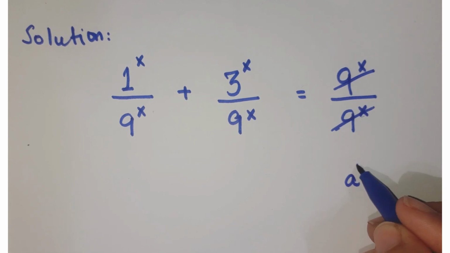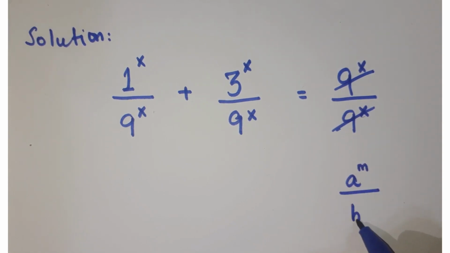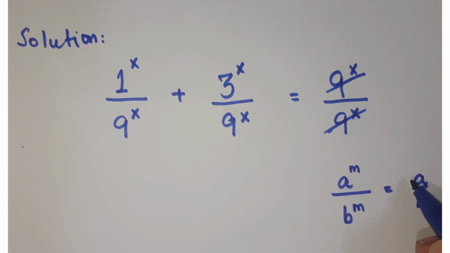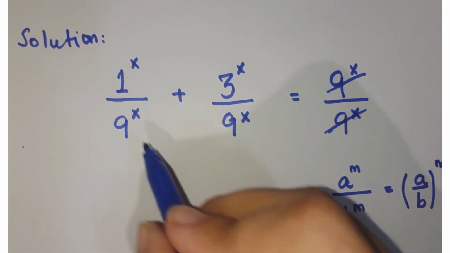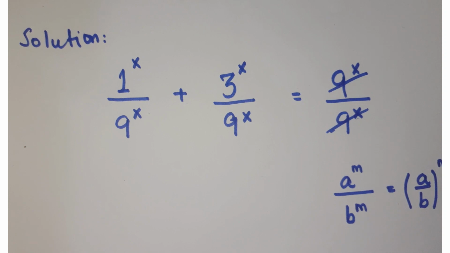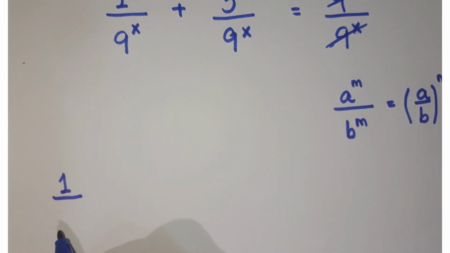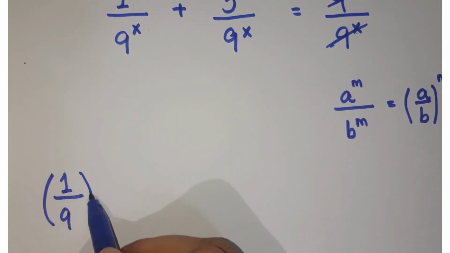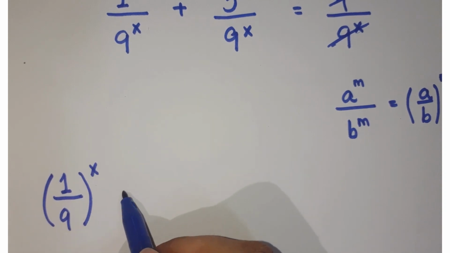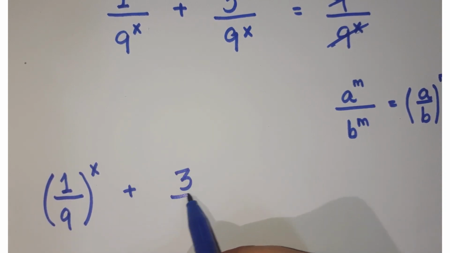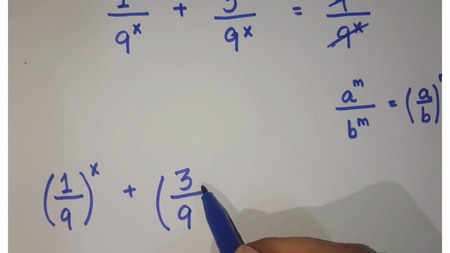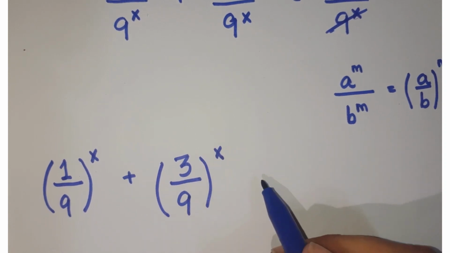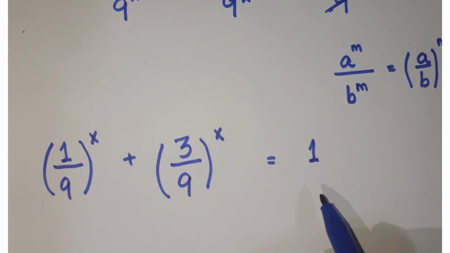Here you get, as you know, that a to the power m upon b to the power m can be written as a upon b whole to the power m. So this can be written as 1 upon 9 whole to the power x plus 3 upon 9 whole to the power x is equal to 1.